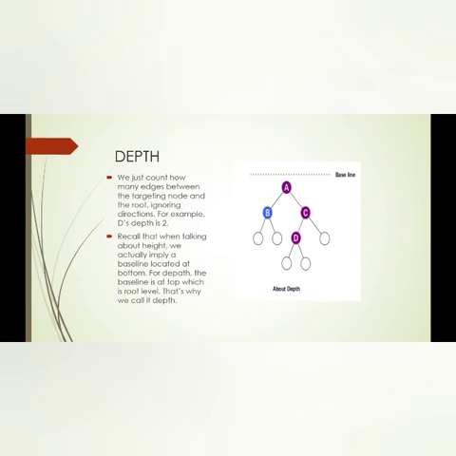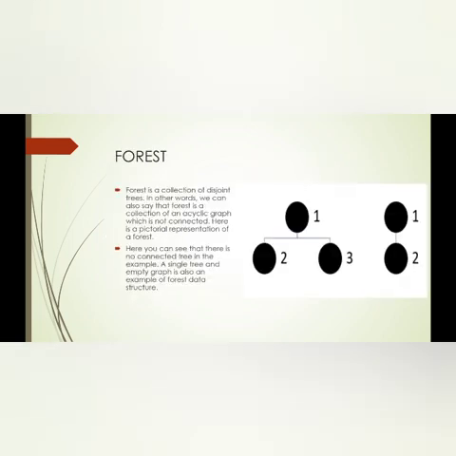Depth. We just count how many edges are between the targeting node and the root, ignoring directions. For example, the depth is 2. Recall that when talking about height, we actually imply a baseline located at the bottom. For the path, the baseline is at the top, which is the root level. That's why we call it depth.